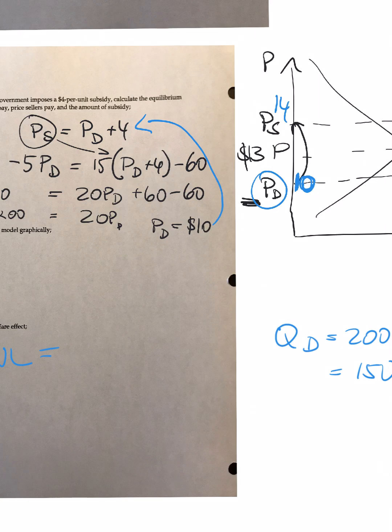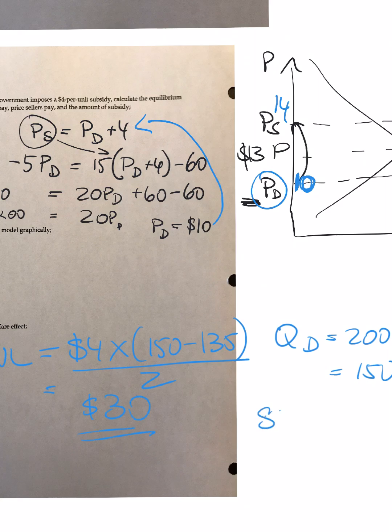So to calculate the deadweight loss now, I would have $4 tall, that's the size of the wedge, times 150 minus 135. So that's 15. And that's in half because it's a triangle. So 4 times 15 is 60. Deadweight loss is the same, $30.